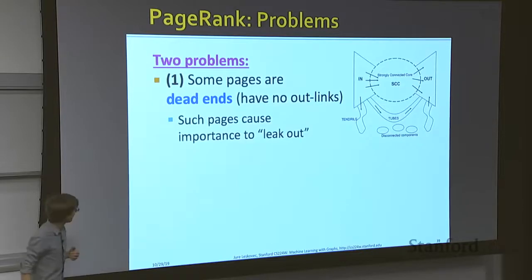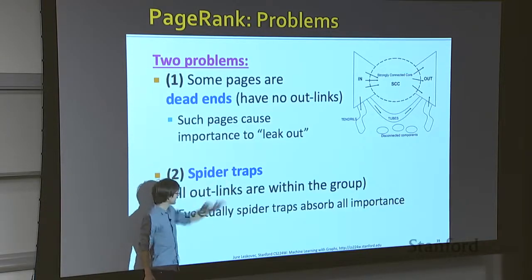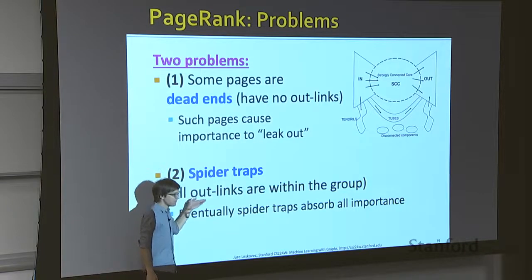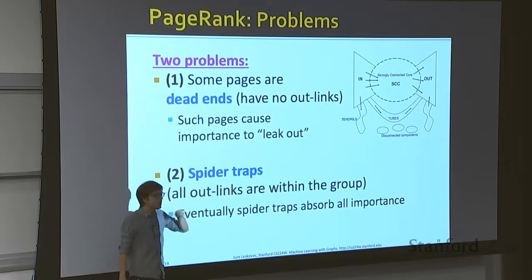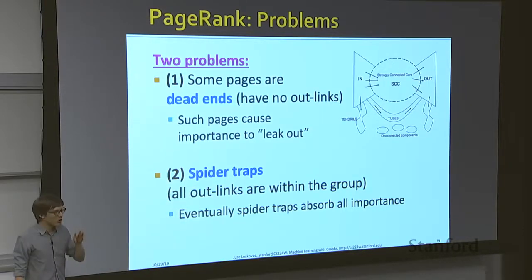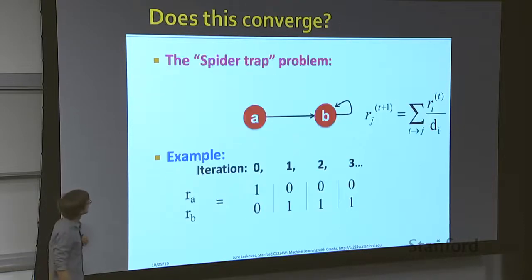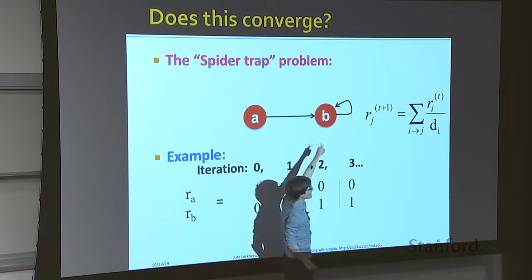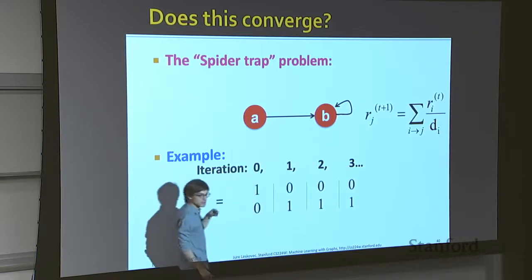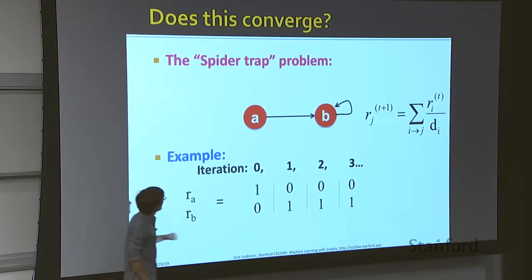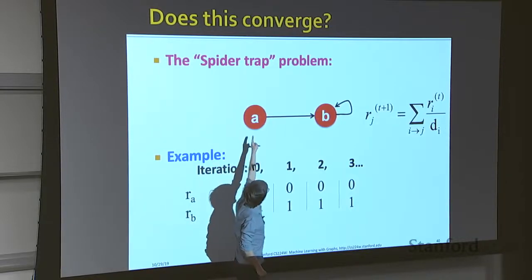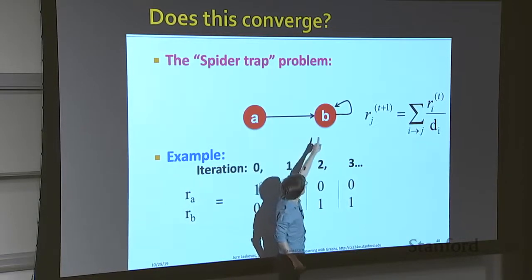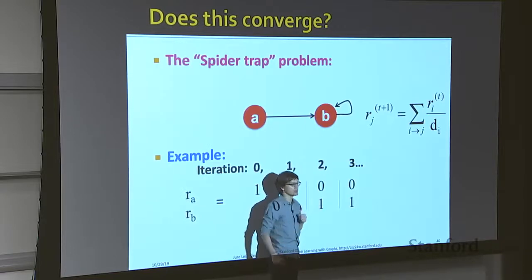There is another problem, which is called spider traps. These are basically cycles where the random walker gets trapped, right? And this means that eventually the spider trap will absorb all importance. So let me give you an example. Here is a spider trap problem. Imagine I have this graph where there is a self loop in B. And imagine this random surfer idea, right? A random surfer starts somewhere, but as soon as the random surfer navigates to node B, it gets trapped in node B all the time.